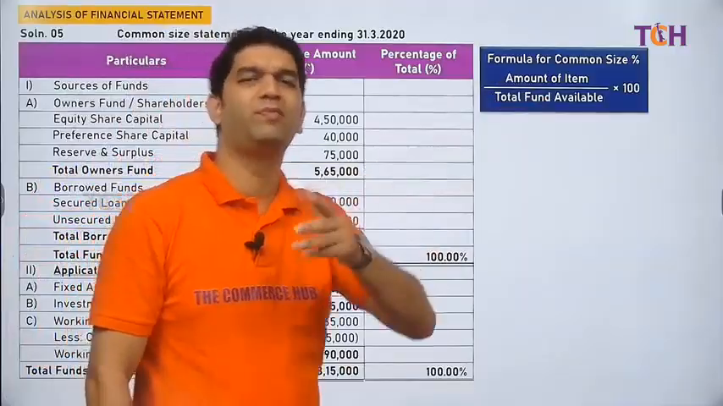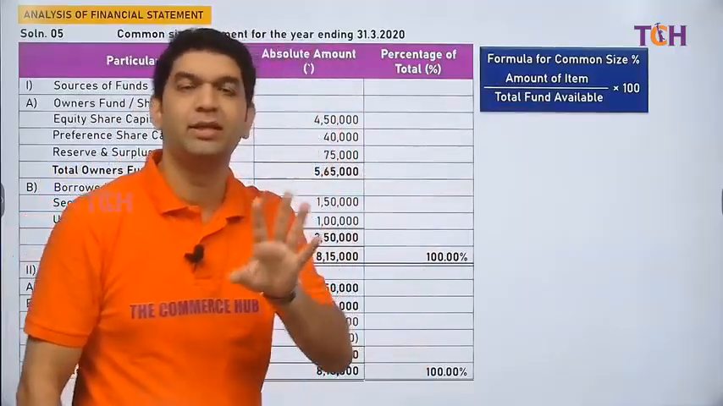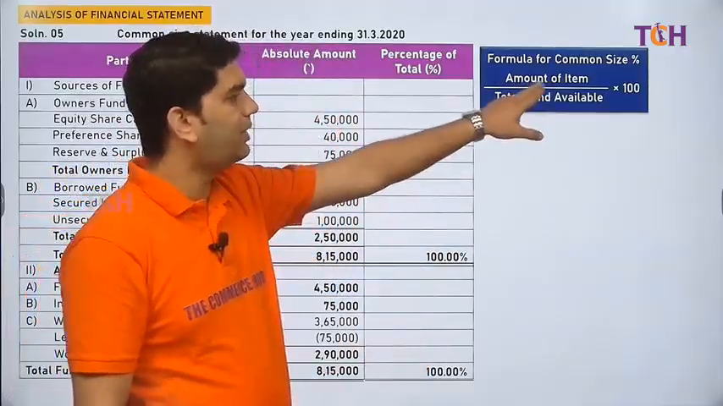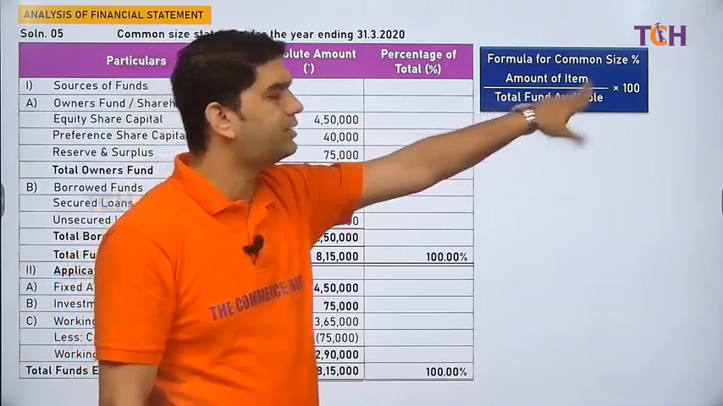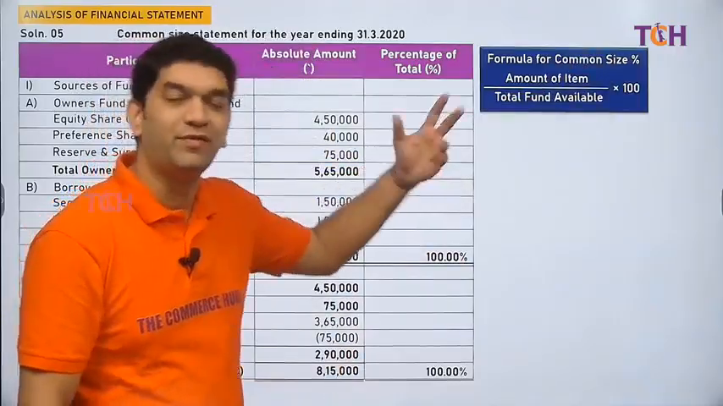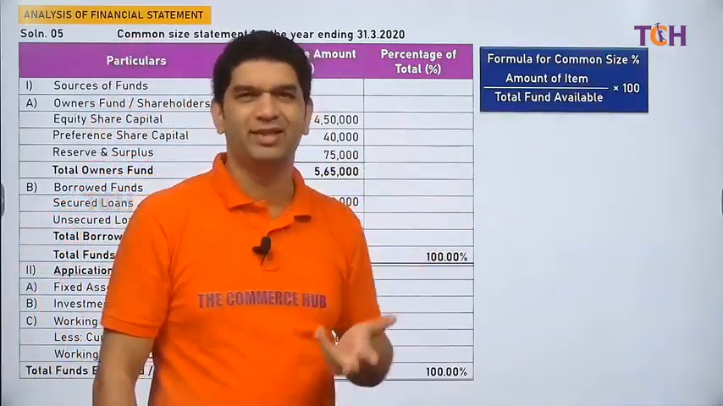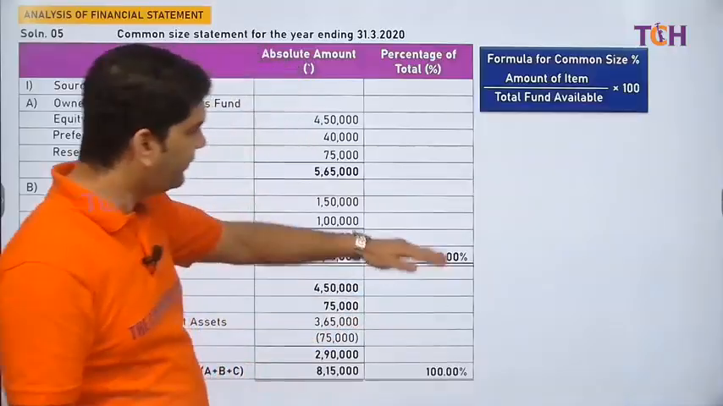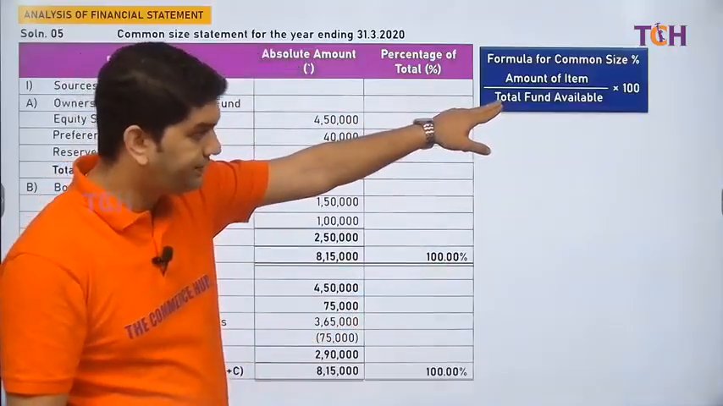So the formula is based on the total of the balance sheet. If we have to keep it in mind, the formula is amount of item divided by total of balance sheet into 100, because the balance sheet total will always be the same, no? It can be total funds available or total funds applied. It is okay, one and the same. So for this first half, we have this formula.